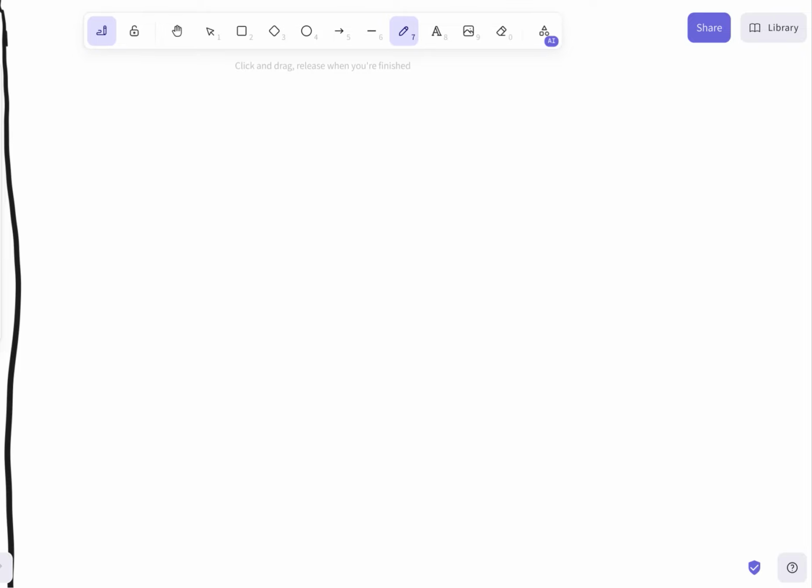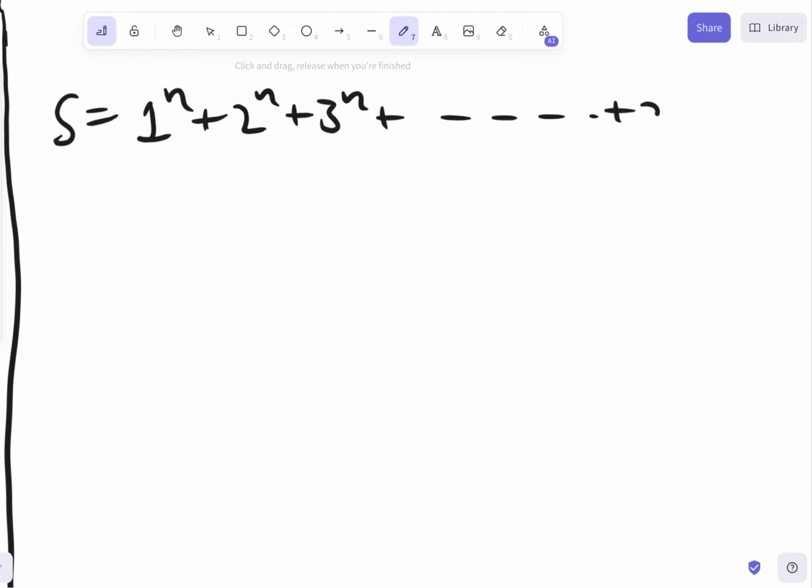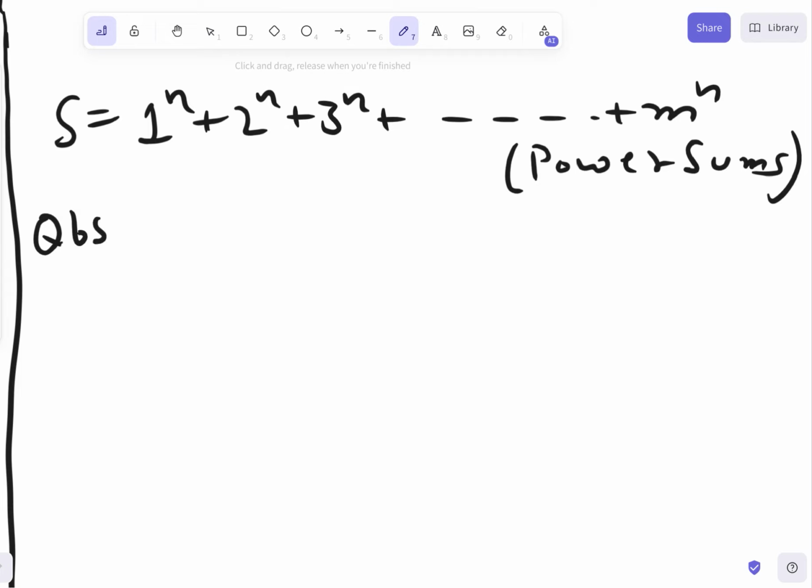So in this we'll learn about how to calculate sums of these kind. These kind of sums are called power sums. So how we'll do the proof? First we'll note a very nice observation about these sums, and then we'll try to prove this observation, and as part of the proof we'll find a method to calculate the formula for this sum.